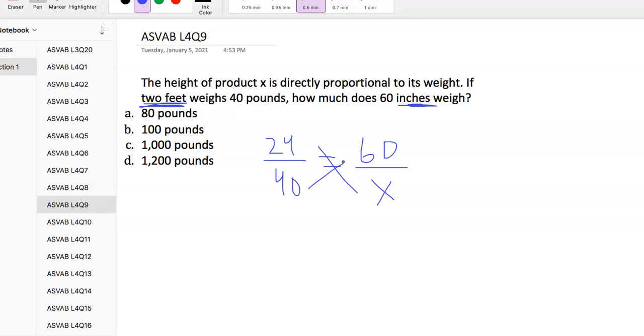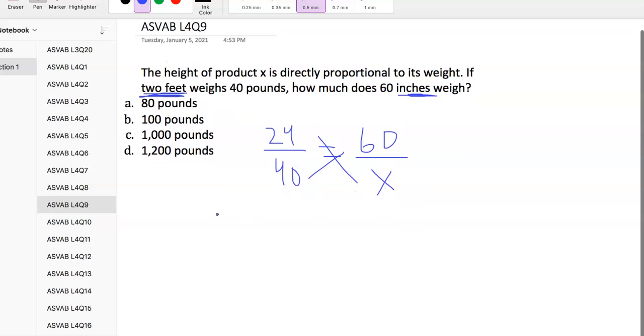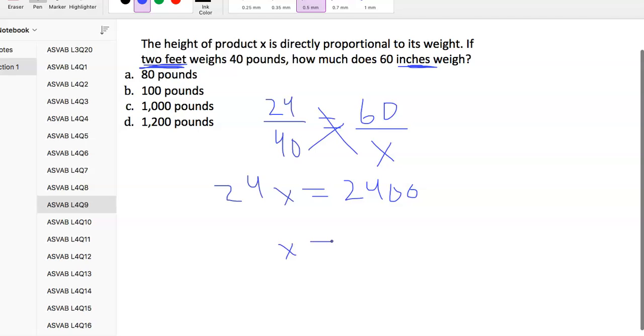Cross multiply these guys, and that will give us 24x. 24 times x is 24x. 40 times 60 gives us 2400. Right? 4 times 6 is 24, and just add those 2 zeros in there. And then if we divide each side by 24, so we can get x by itself, 2400 divided by 24, 100.